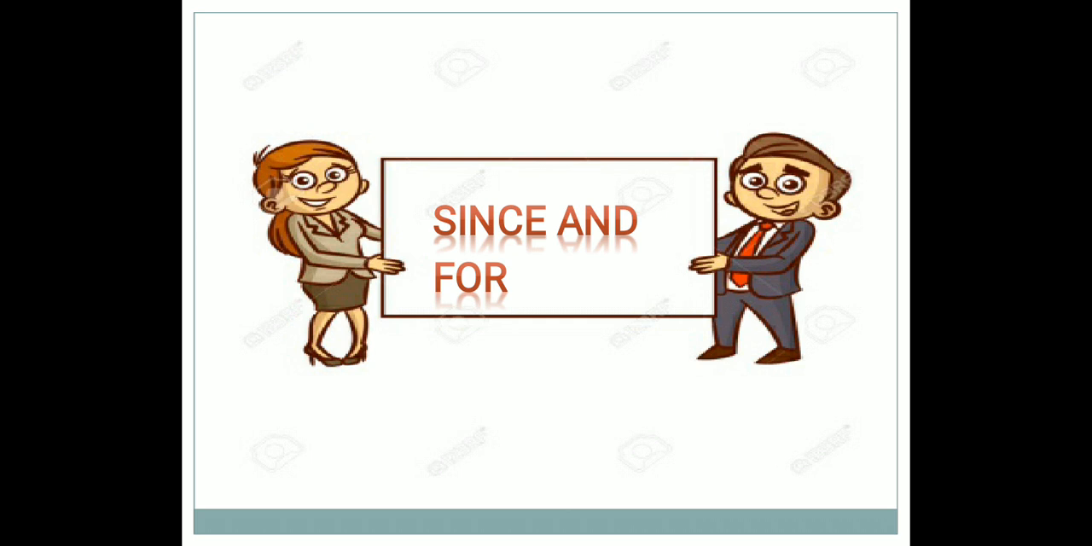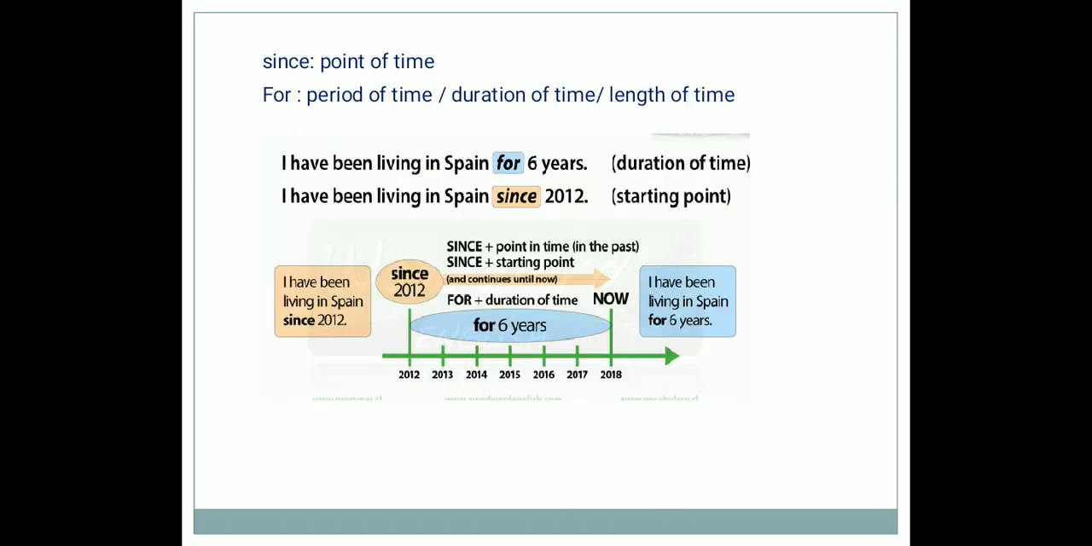Now, let's learn the difference between since and for. Since is used to talk about a point in time, whereas for is used to talk about a period of time, a duration of time, or length of time. For example, I have been living in Spain for 6 years. So this means the duration of time. I have been living in Spain since 2012. It's the starting point.